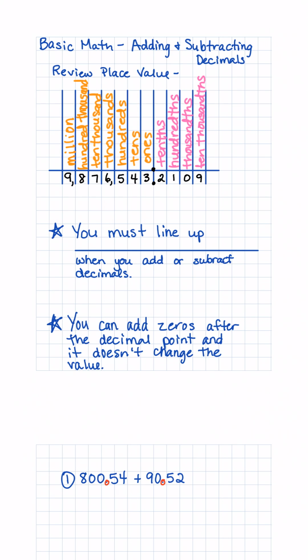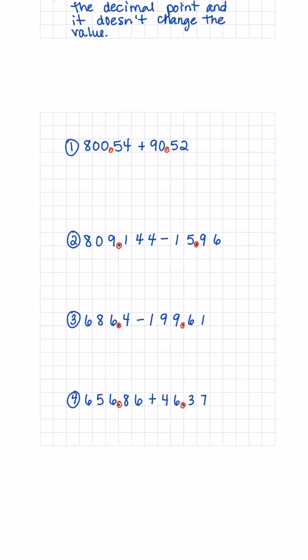So whenever we're adding or subtracting decimals, the most important thing is you must line up the decimal point or the place values when you add or subtract decimals. Just a note, you can add zeros after the decimal points and it does not change the value. So let's go ahead and try a few.